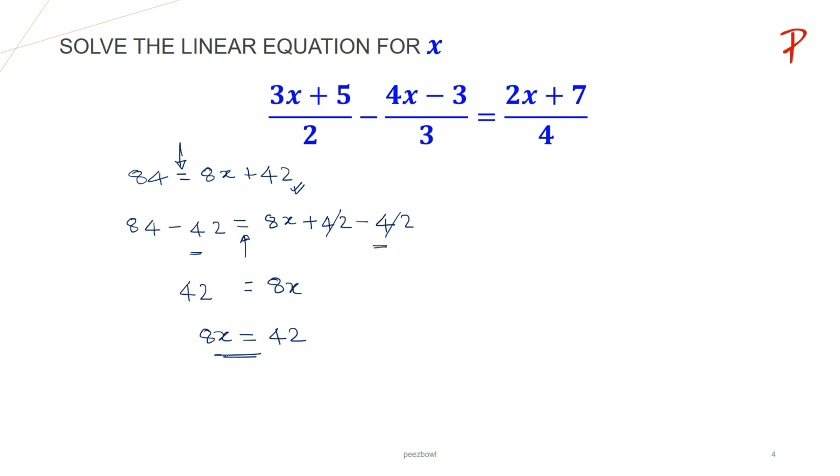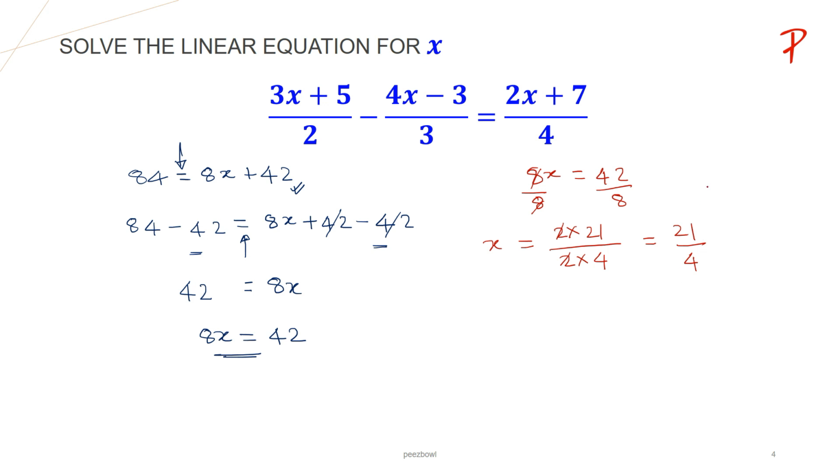Okay, what we have to do? We have to simply divide both the sides by 8. Okay, so we have 8x equal to 42. Now in order to find out the value of x, we have to divide both the sides by 8. This 8 and this 8 will cancel each other, and we have only x. 42 can be written as 2 multiplied by 21, and 8 can be written as 2 multiplied by 4, right? These 2 and these 2 will cancel each other, and what we have is 21 upon 4.